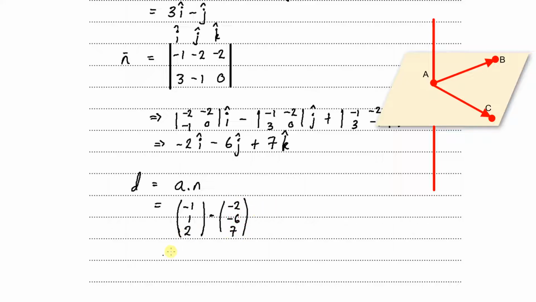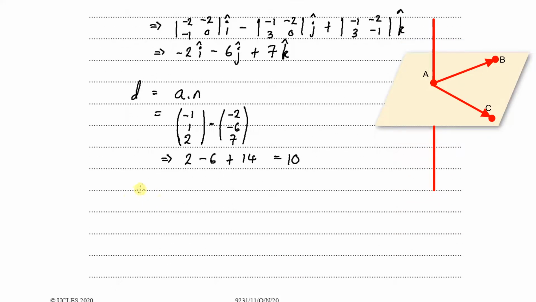So if we do the dot product here, we'll get minus 1 times minus 2, so that's 2. And 1 times minus 6, that's minus 6. And 2 times 7, that's 14. And this gives us 10. So eventually we will say the equation of the plane will come out as r dot the normal, which is minus 2i minus 6j plus 7k, is equal to d, which is 10.